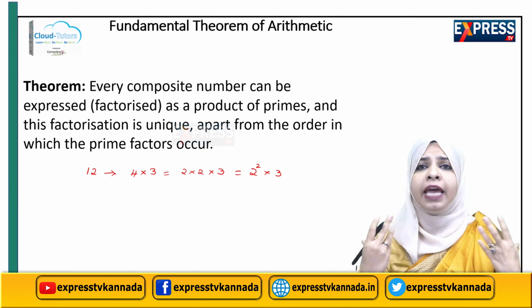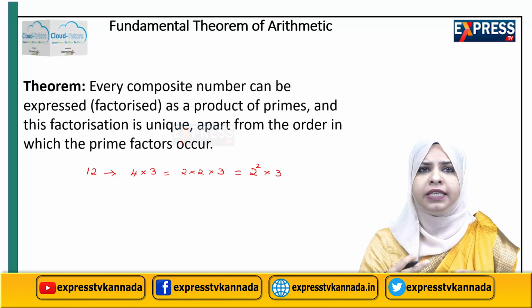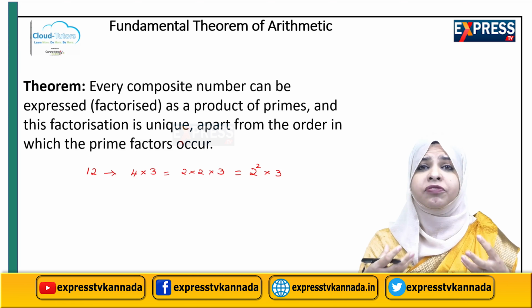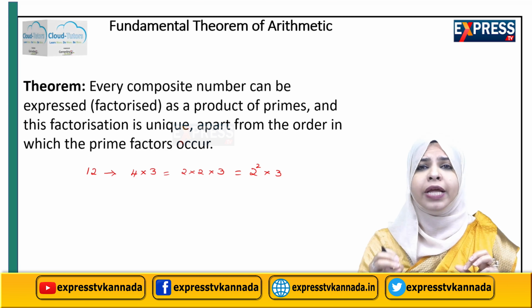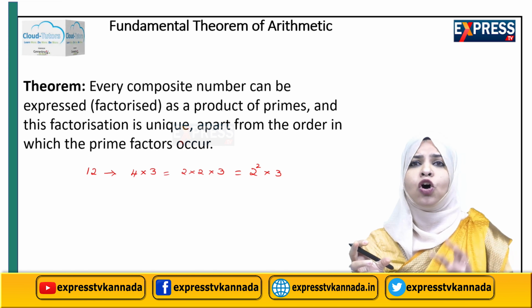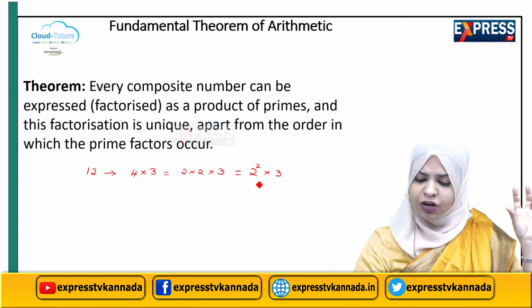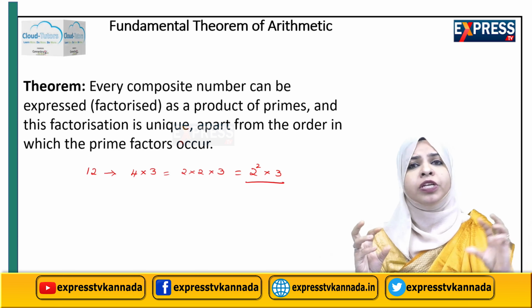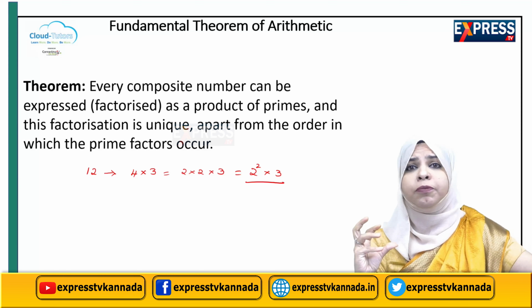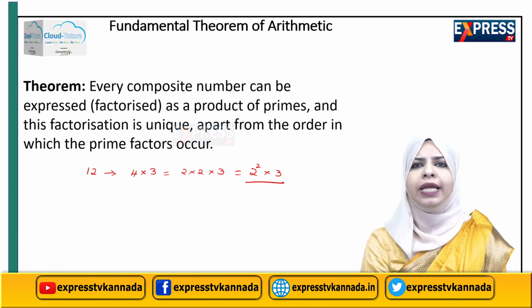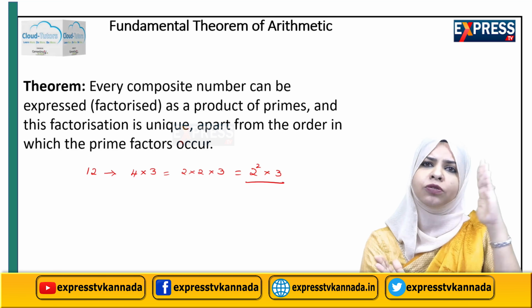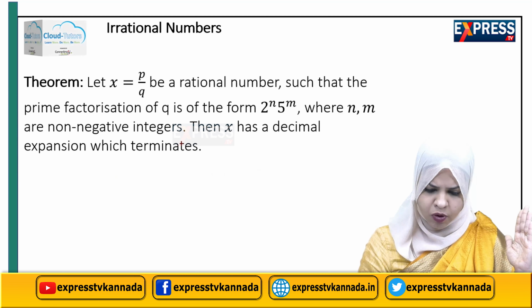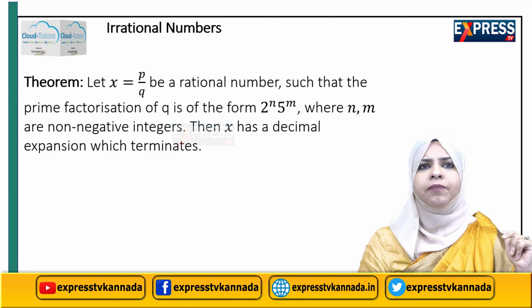So I have been able to express this composite number as a product of primes, and this factorization is unique. This factorization belongs only to 12. I cannot have this product of primes match any other composite number. No, it is unique, and it belongs only to 12. Okay, now let's move on to the next theorem.